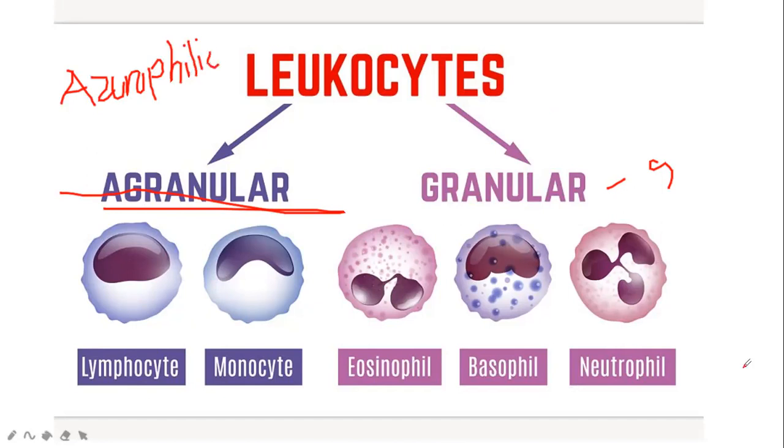All of the WBCs actually contain azurophilic granules, because azurophilic granules are commonly found in all WBCs. The only difference is that they are called agranular because they don't have specific granules, compared with your eosinophils, basophils, and neutrophils, which have specific granules that are found only in them.